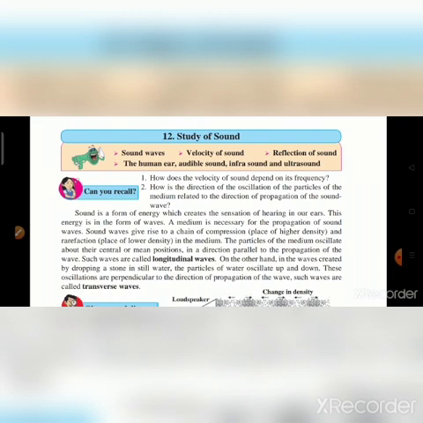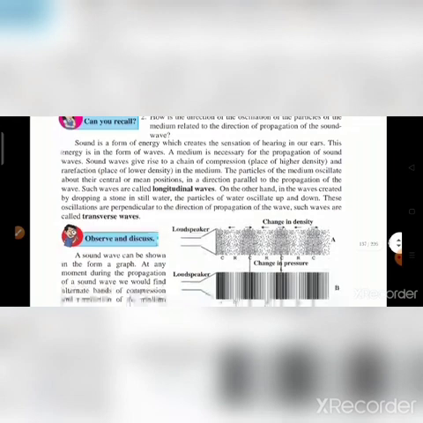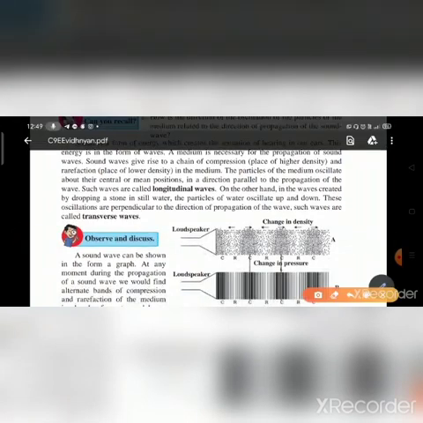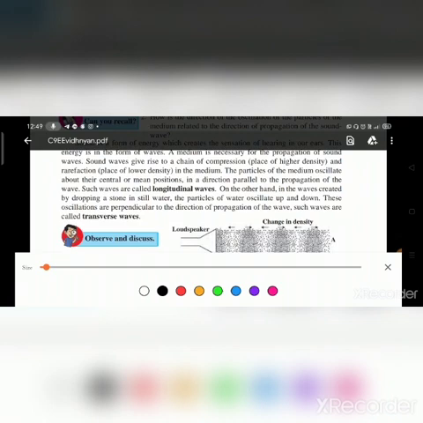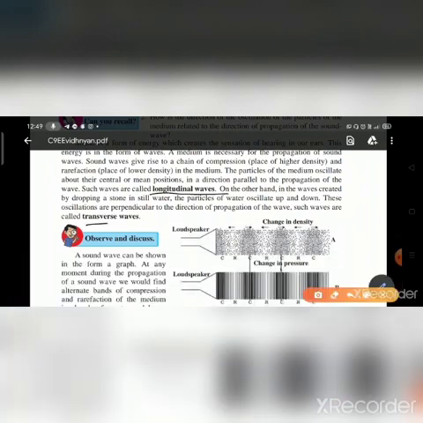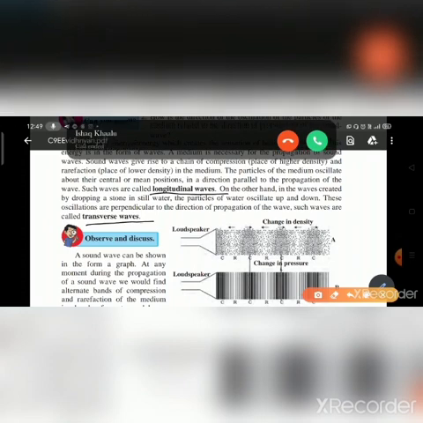The particles of the medium oscillate about the central or mean positions in a direction parallel to the propagation of the wave. Such waves are called longitudinal waves. On the other hand, in the waves created by dropping a stone in still water, the particles of water oscillate up and down. These oscillations are perpendicular to the direction of propagation of the wave. Such waves are called transverse waves. So, they have given us two definitions of longitudinal waves and transverse waves, which you have to remember.